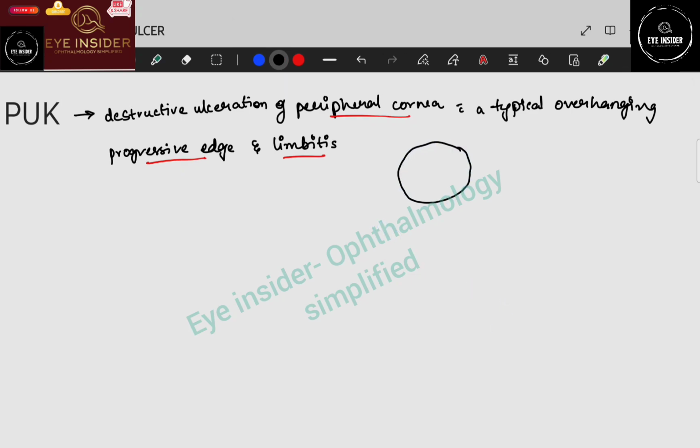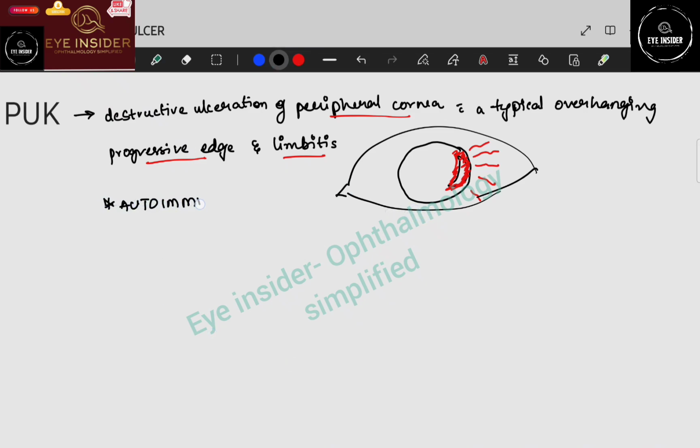Under this we have the etiology. Based on what causes peripheral ulcerative keratitis, we can divide it into autoimmune or infectious causes. This is a diagram of PUK. So there are autoimmune diseases.